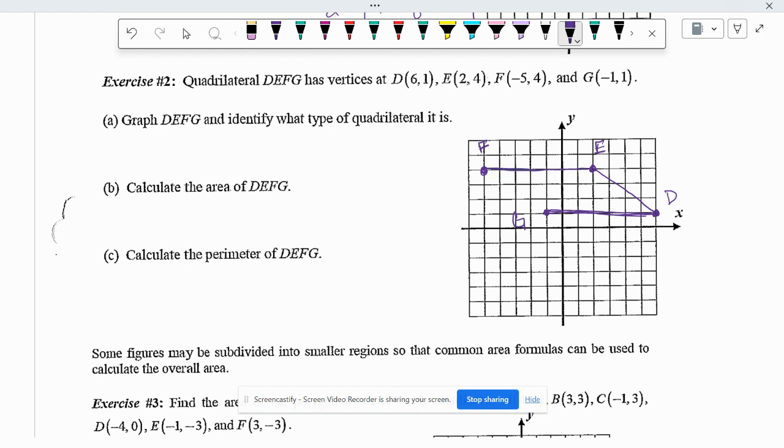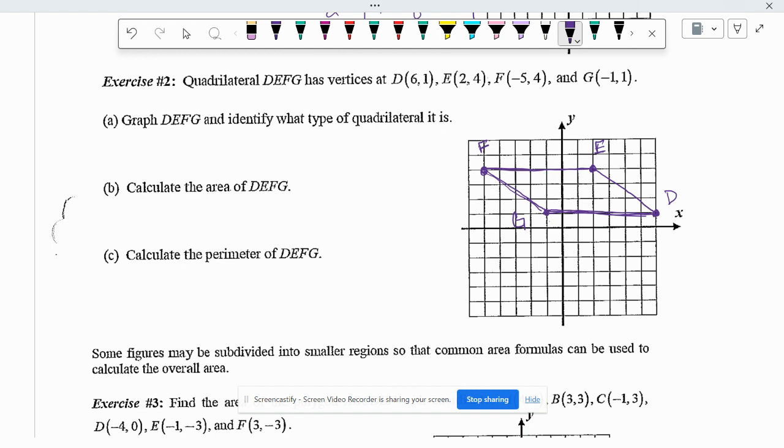I saw some of your work last night. Some of you guys are not connecting your ordered pairs in the order that they're given. So this is D, E, F, G. I saw some zigzaggedy little lines. You have to make sure that when you connect your points, you go in the order that they're provided.